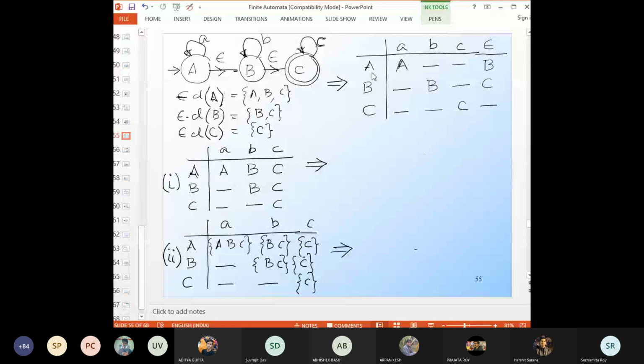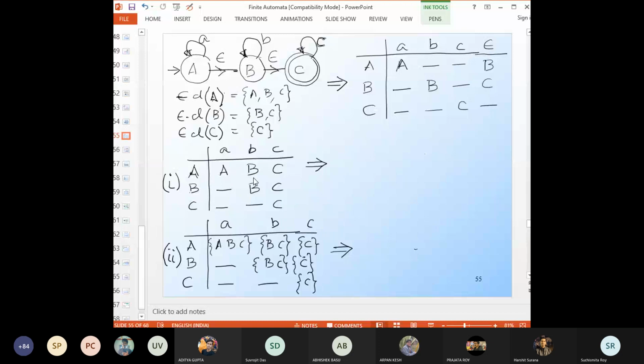Input character B. From A on input character B, you do not have a transition directly, but epsilon closure A contains the states B and C also. And B here you can see has a transition on B. Okay. So you go to B also. So you find that B has been added here. Can you see that? We are doing this the way we have done the previous example.